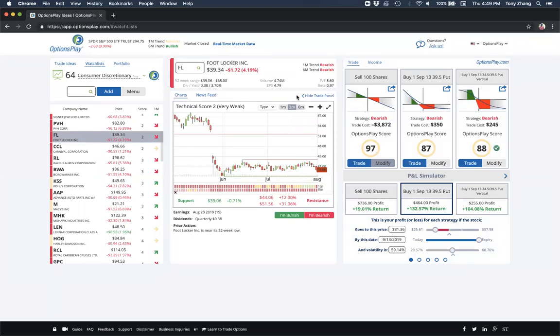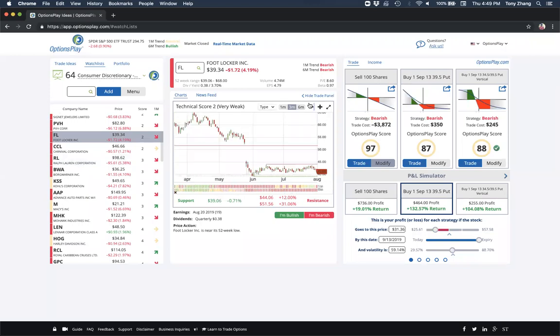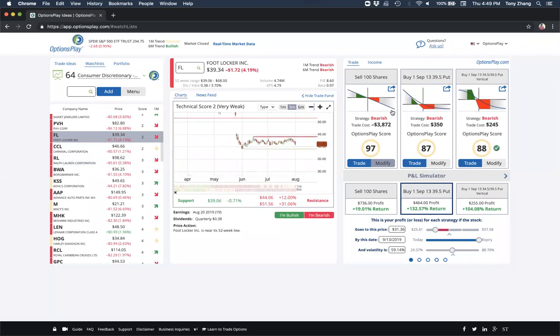So if we're looking at Foot Locker, which is trading at $39.34, if we're bearish on this specific stock, one thing we could potentially do is short the stock. But conversely, what we're suggesting is you should take a look at buying a put option, because put options give you the ability to take that bearish exposure, but with limited risk. So let's take a look at short selling the stock versus buying a put option.